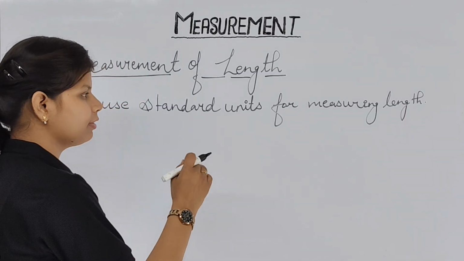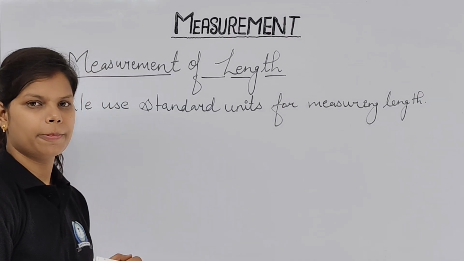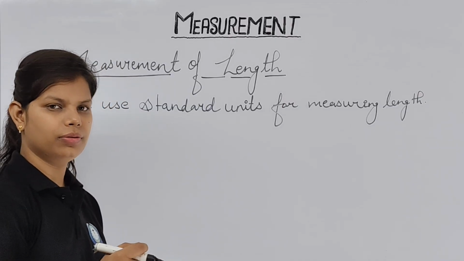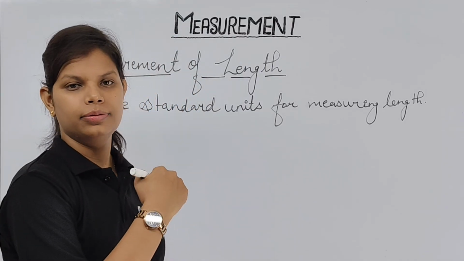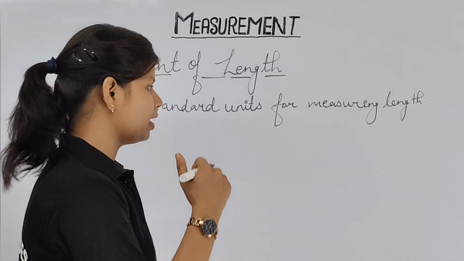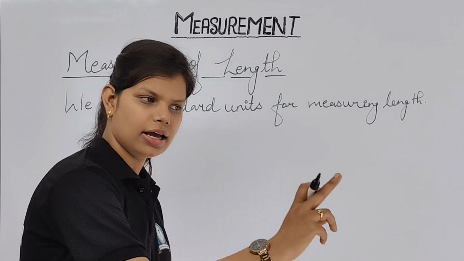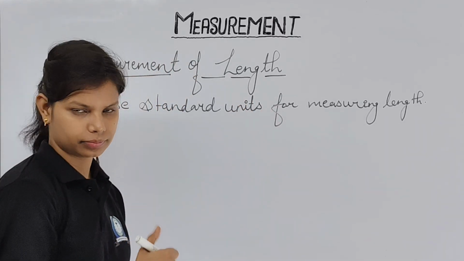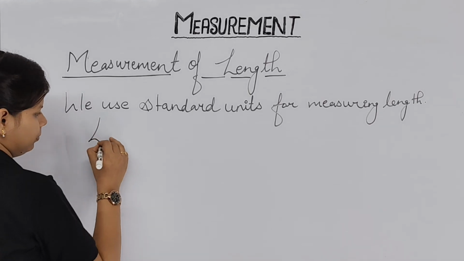Clear, no? There are three standard units. Please write your answers in the comment box. What are the three standard units we are having for length? Very good. So the answer will be your centimeter, meter as well as kilometer. Clear? Now we are going to write about length.